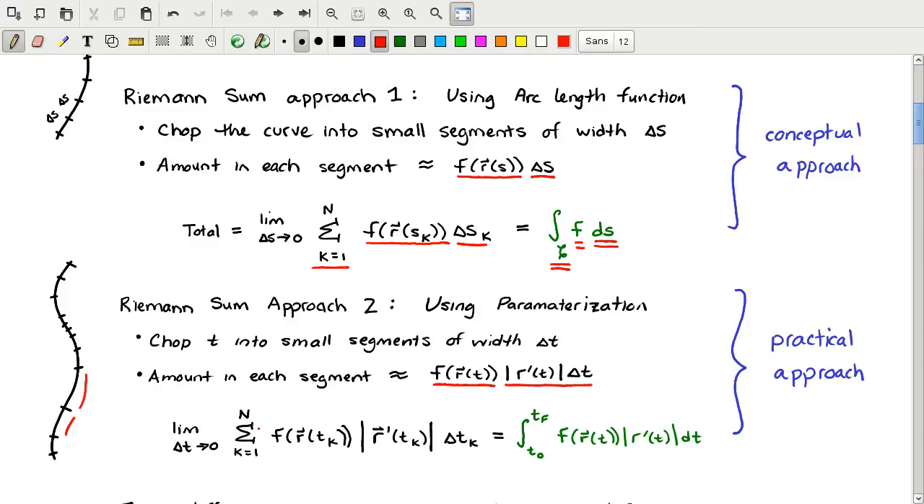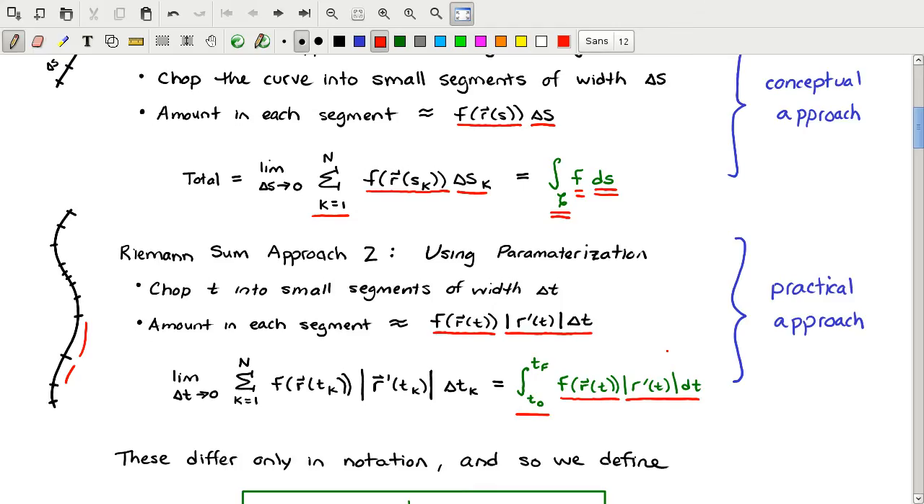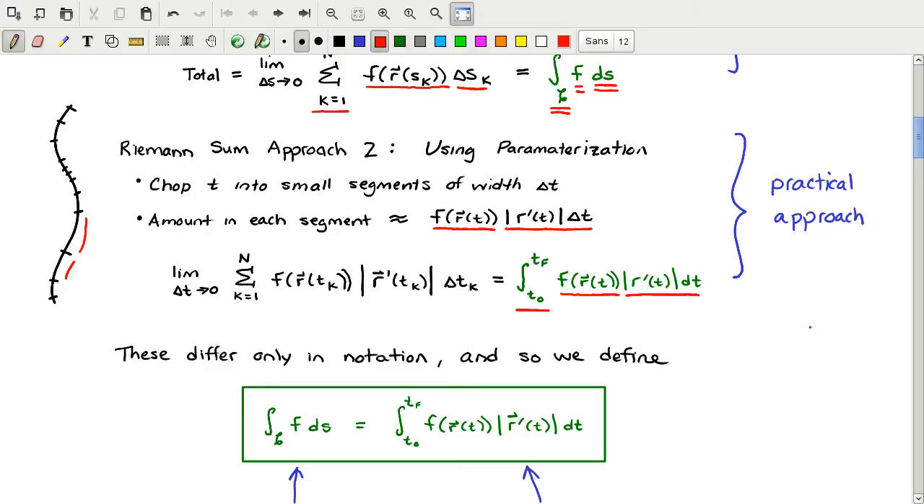We construct then a Riemann sum of these approximations. Here again is the length of the segment, approximately, the concentration within the segment, multiplied together to get approximately the amount within the segment. Sum them up, and then take the limit as my slices in my parameter go to 0. That gives me a different integral. Here is my magnitude of r prime of t dt, the length of the segment, the concentration within the segment, and the time interval or parameter interval over which I'm integrating. These are two ways to get the same answer, and so we now introduce a definition.